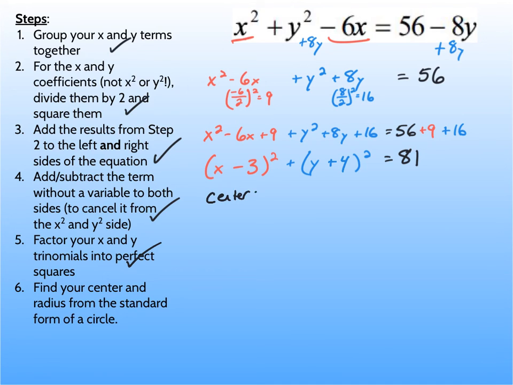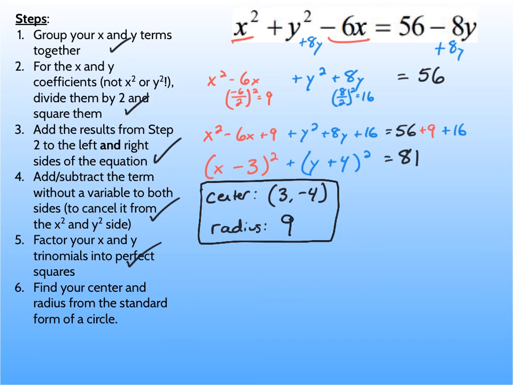So for the center, don't forget you change the signs, which goes to positive 3, negative 4. And the radius, you want to take the square root of 81 because this is the radius squared. So the square root of 81 is, of course, 9. And those are two little variations you might see, but essentially you follow the same exact steps.